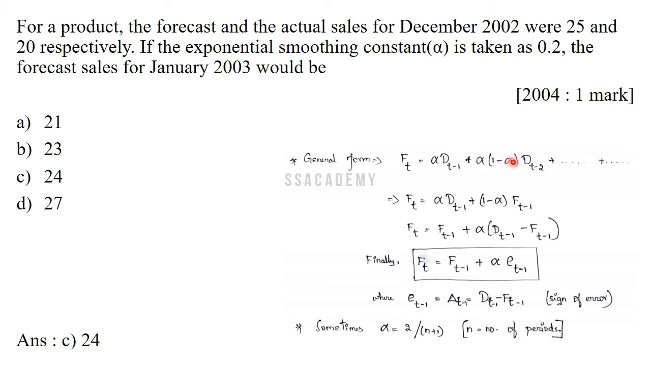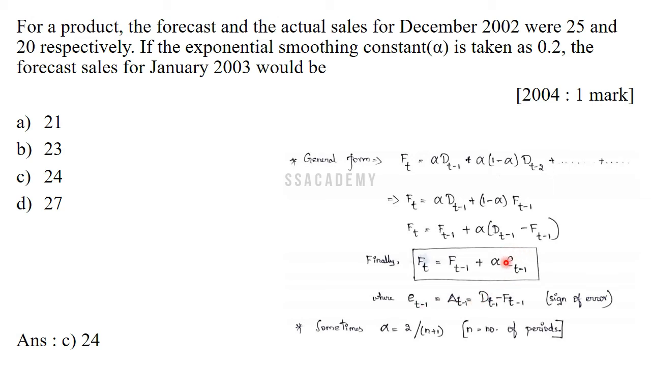So just by commonly taking 1 minus alpha out, we can again state this as Ft minus 1. So this formula gets simplified as Ft is equal to alpha into dt minus 1 plus 1 minus alpha into Ft minus 1. Further upon simplification, you will be getting Ft, that is forecast for the period T, is equal to forecast for the previous period plus smoothing constant into demand and forecast difference for the previous period. This is called error. Error is the difference between demand and forecast.